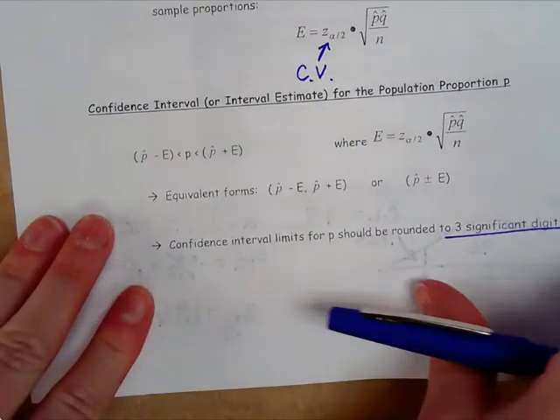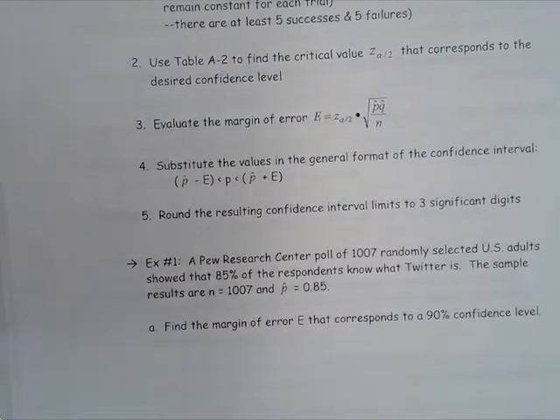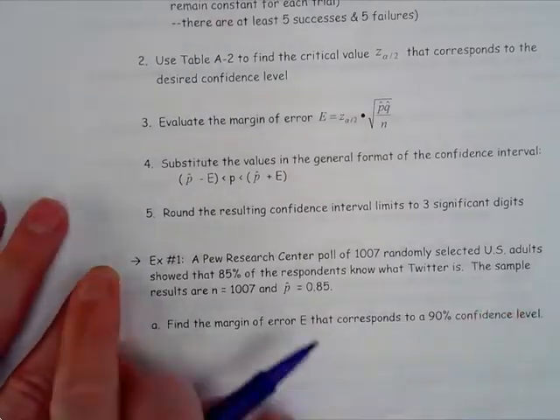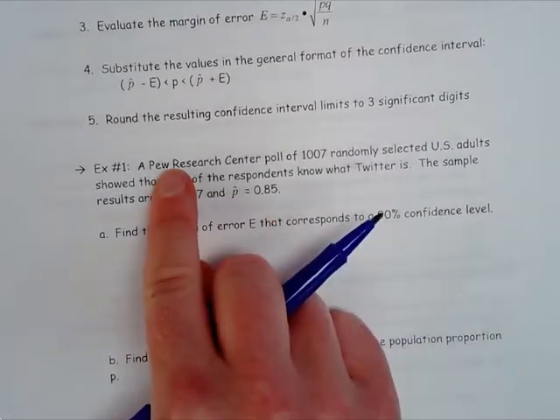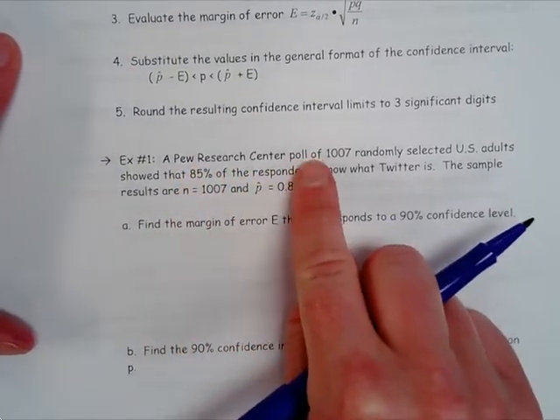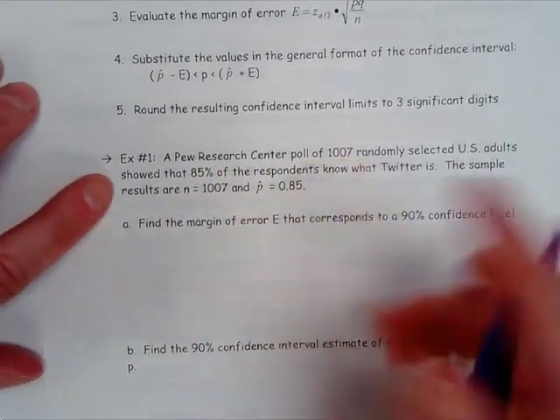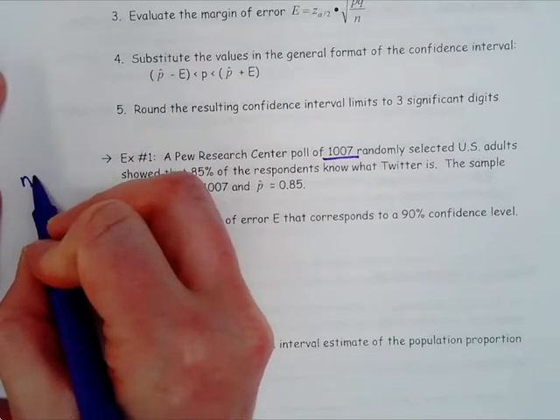So let's do our example for that. These are the steps. Let's go ahead and just go step by step on this one example. So we have the same example we've been talking about with 1,007.